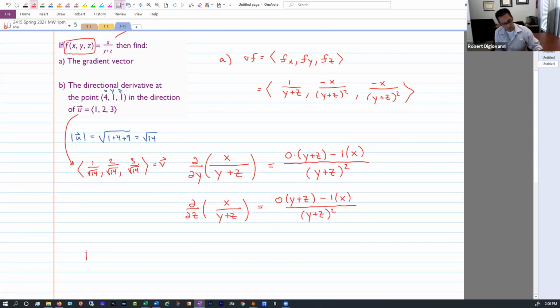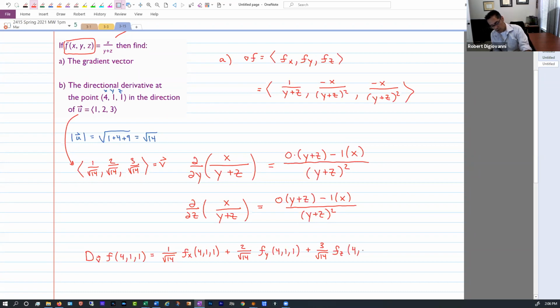So that when we apply the formula, the directional derivative in the direction of v of this function at the point (4, 1, 1) should be equal to the first component of the direction vector times the partial of f with respect to x at (4, 1, 1), plus the second component of the direction vector times the partial of f with respect to y at the point (4, 1, 1), plus the third component of the direction vector times the partial of f with respect to z at the point (4, 1, 1).